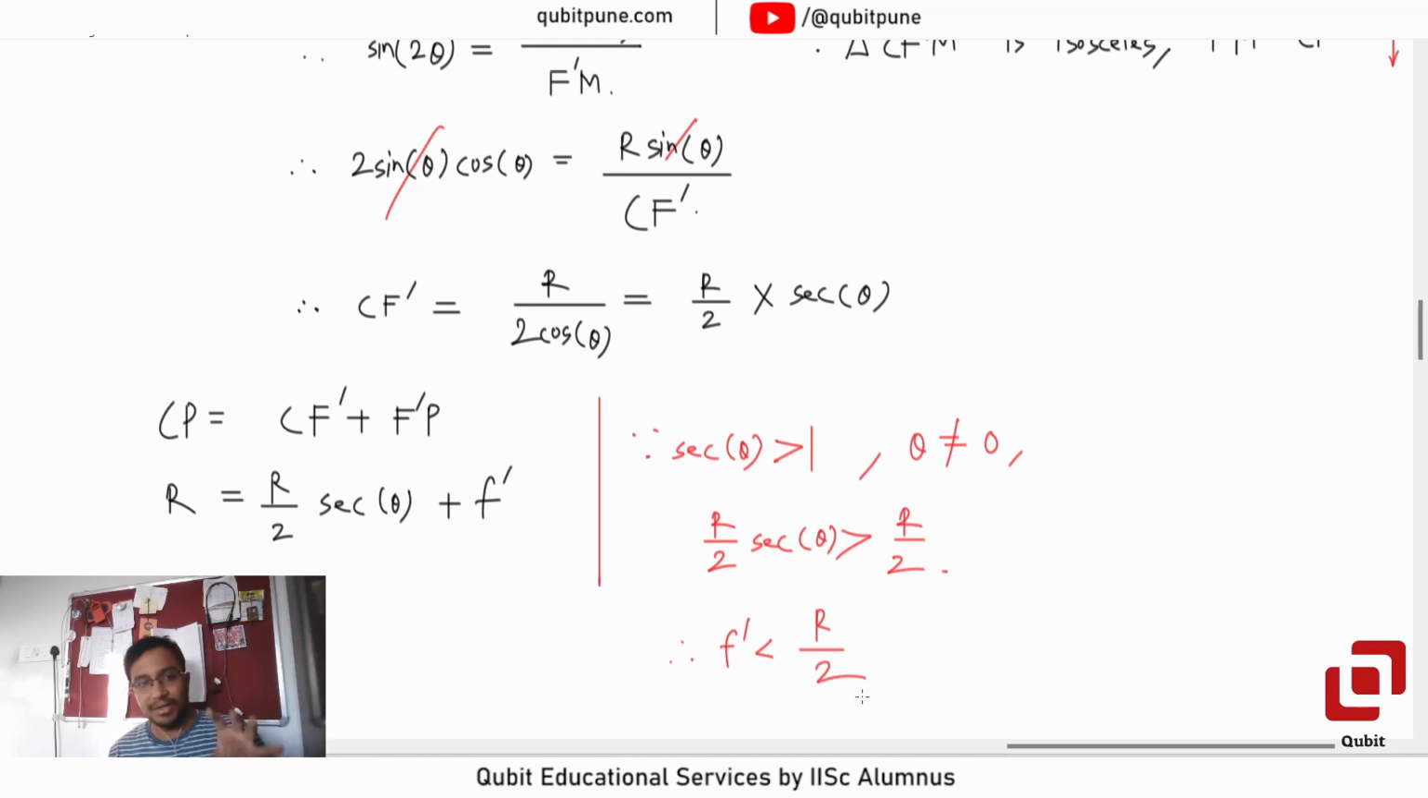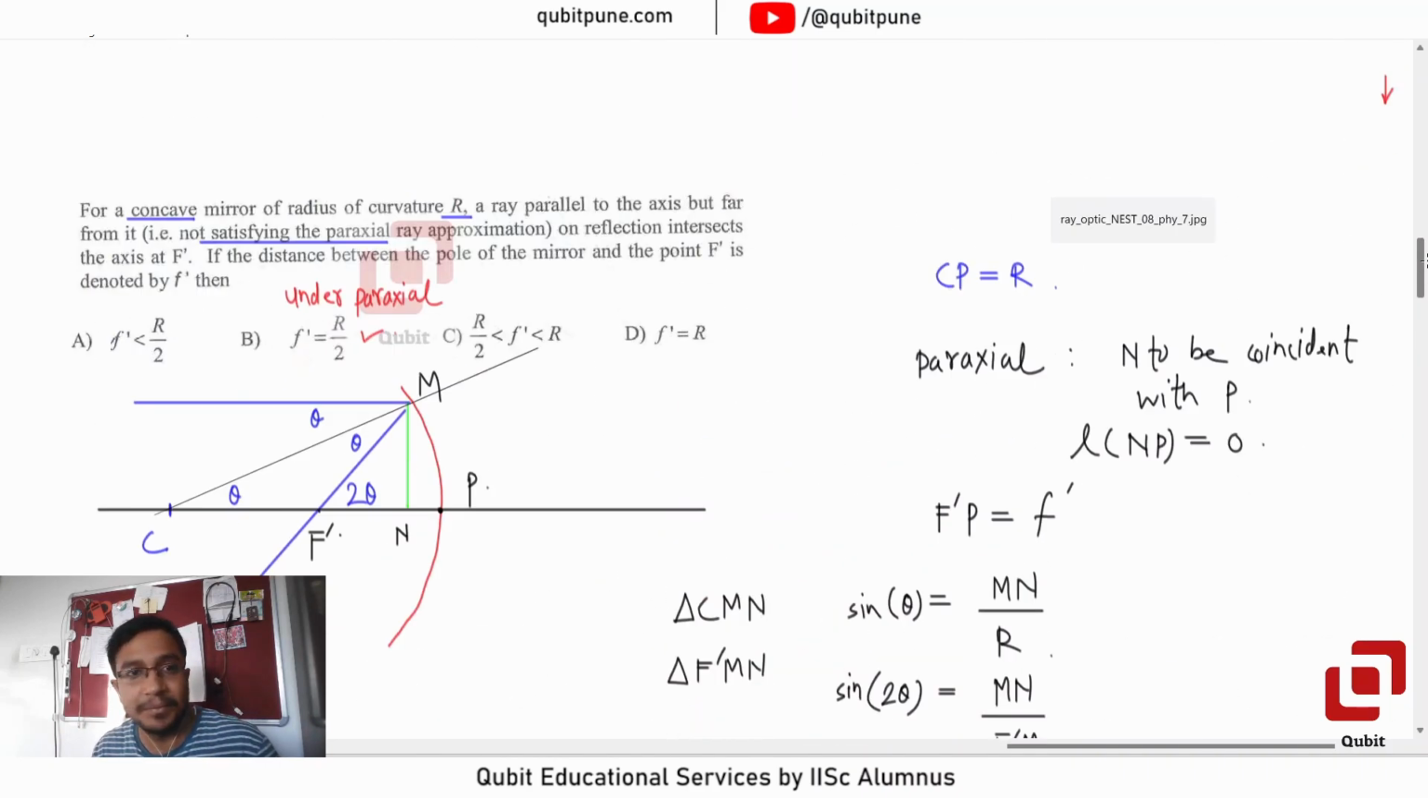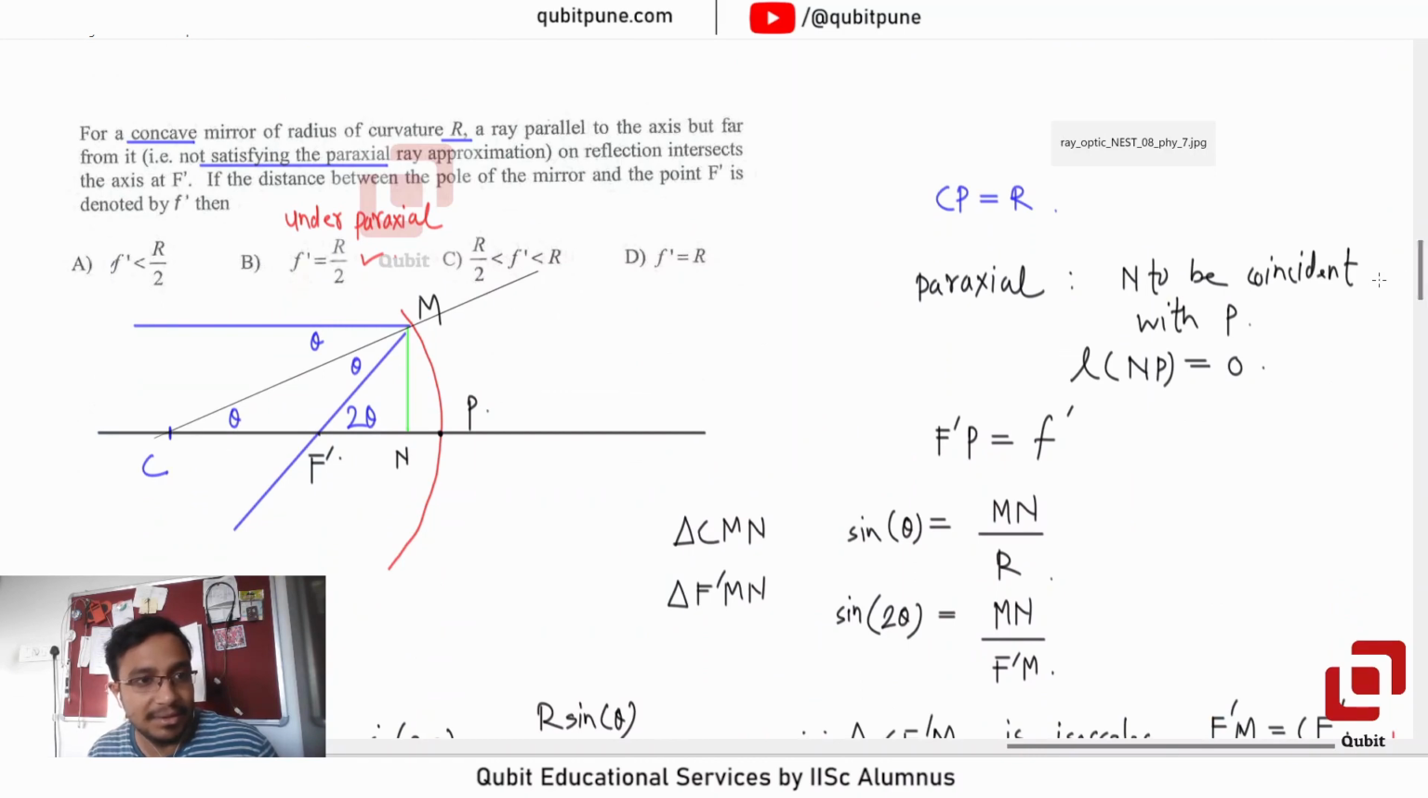Is this argument clear? Cf prime is r by 2 sec theta, but sec theta is greater than 1. That means the first term is contributing more than half of r, which means the second term must contribute less than half of r. So f prime is less than r by 2, that is option A.